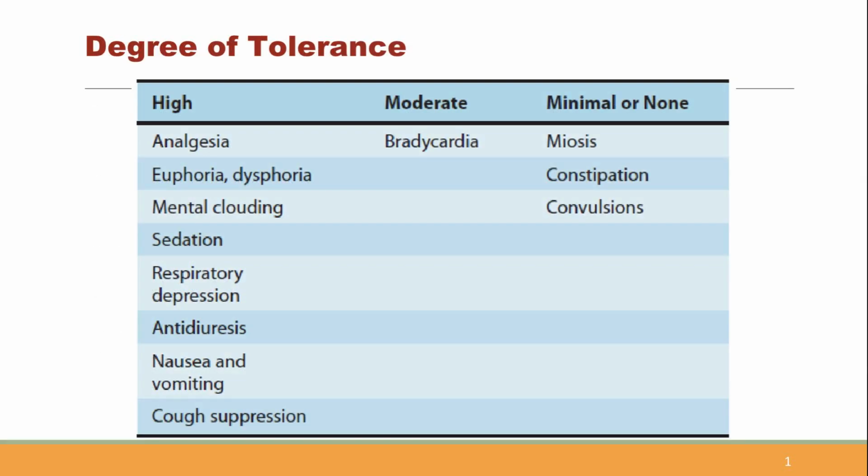With repeated use, patients develop tolerance to many opioid effects, particularly analgesia and euphoria, requiring higher doses over time. However, tolerance to constipation and miosis does not develop significantly, which is why these side effects persist even with chronic therapy.